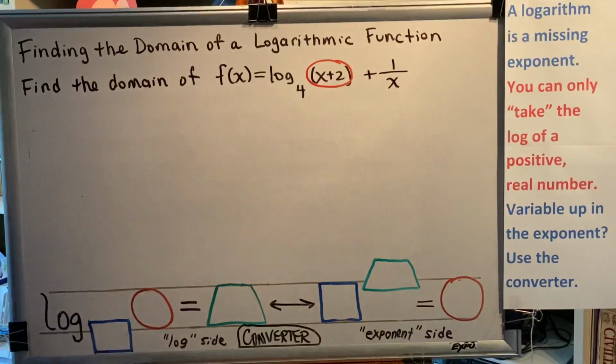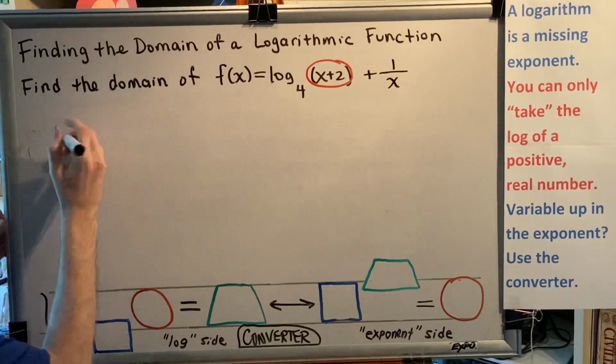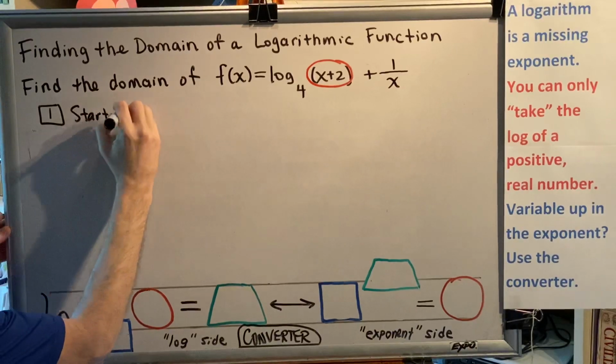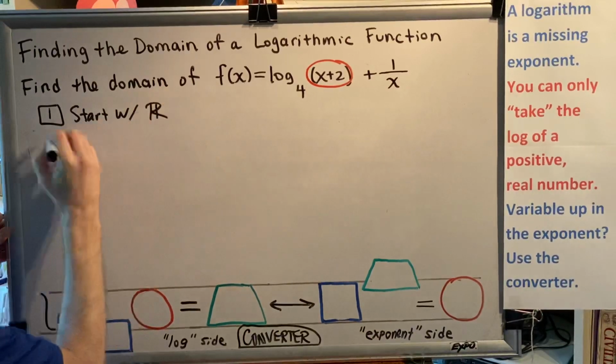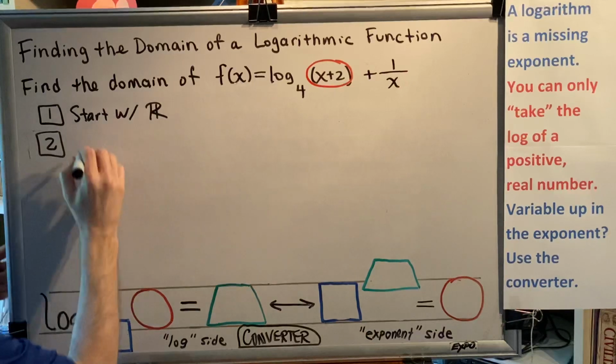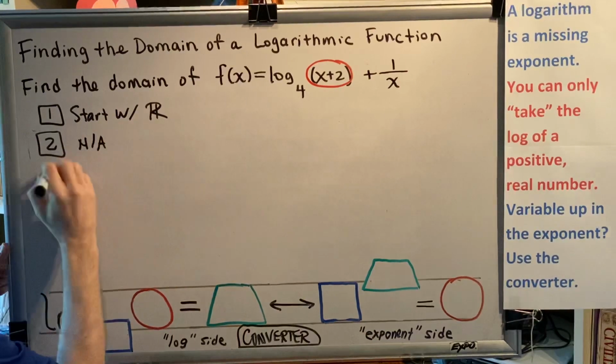All right, let's solve a problem. Find the domain of f of x equals log base 4 of the sum x plus 2 plus 1 over x. We go through the 4 steps of finding domain. Step 1, start with all real numbers. Step 2, even index radicands greater than or equal to 0. We don't have any of those in this function.